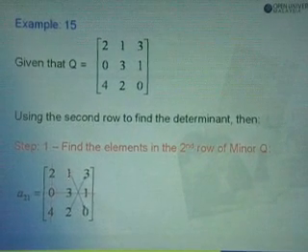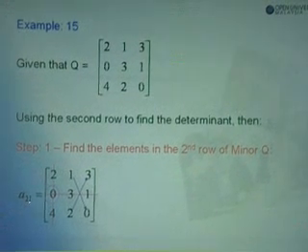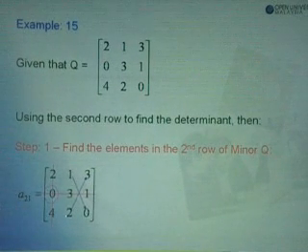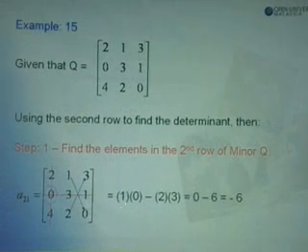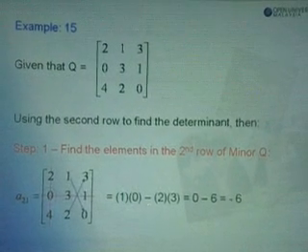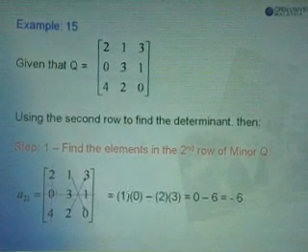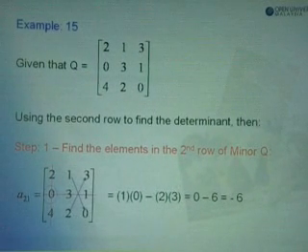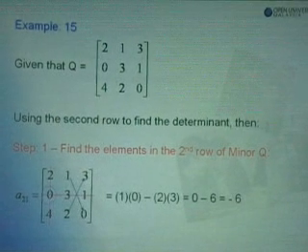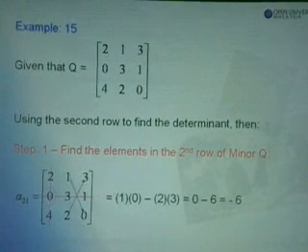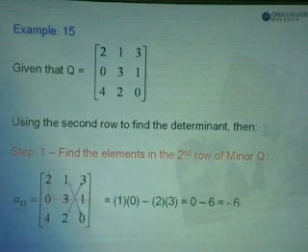So what remains is 1, 3, 2, 0. In order to find the minor of this element, we use the cross multiplication method. So in this case, we write down 1 times 0, minus 2 times 3. So equals 0 minus 6. So the answer is negative 6. That means the minor of Q at this location 2, 1 will be equal to negative 6.